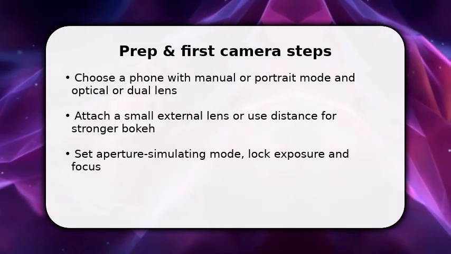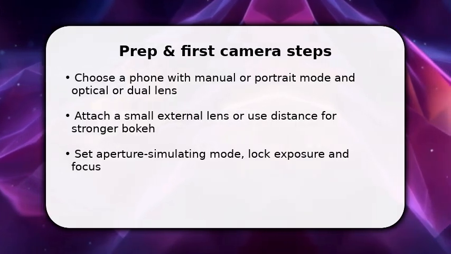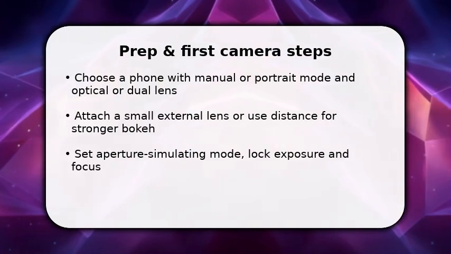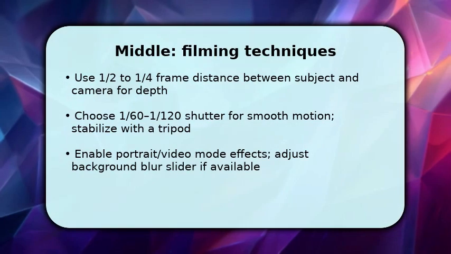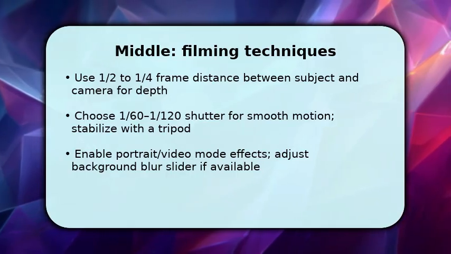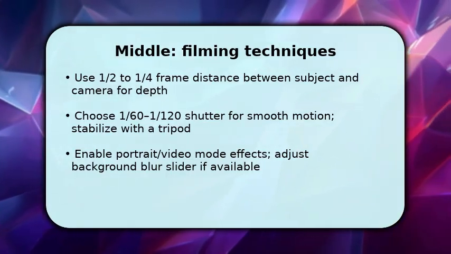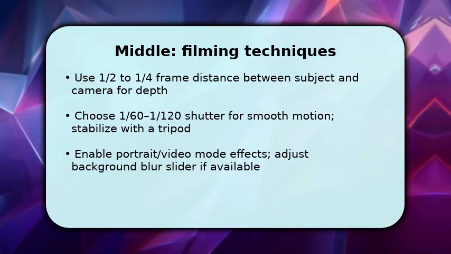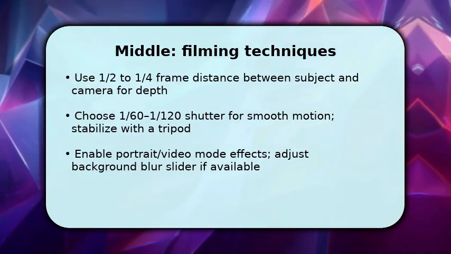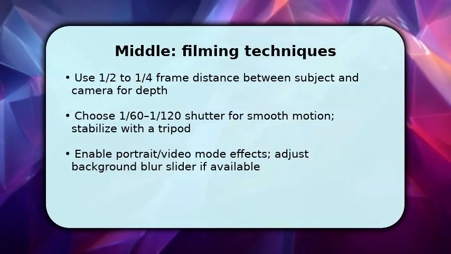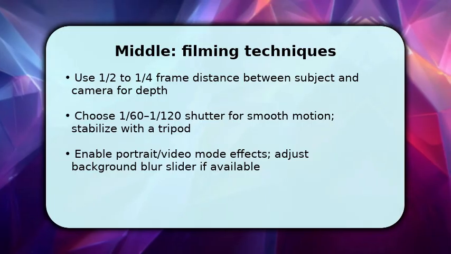Now position your subject, frame for composition, and keep the background populated with small bright highlights to amplify the bokeh effect. Once you've framed the shot, move into filming technique. Place the camera closer to the subject and maintain 1/2 to 1/4 the distance between subject and background to create depth. Use a shutter around 1/60th to 1/120th for smooth motion.